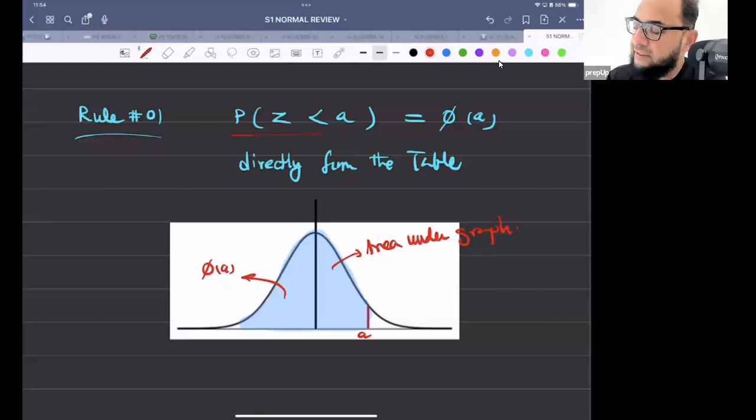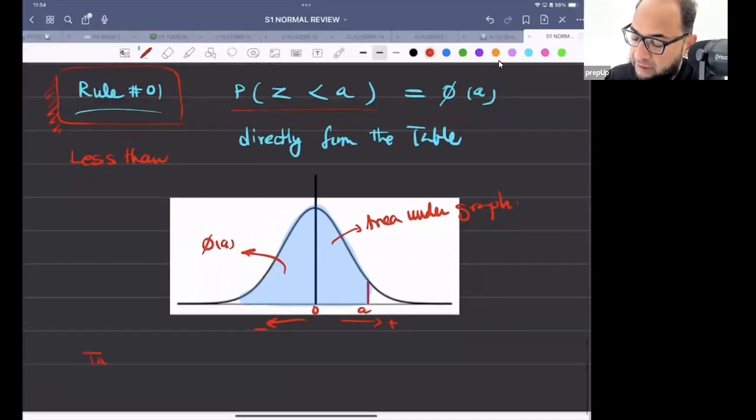So this is the first rule. The most basic rule is the first rule. Normal distribution is based upon the concept of less than. This is 0 over here. Positive values are on the right, negative values are on the left. And the table that we use, the table is only for positive values of Z. So that is the first basic rule.